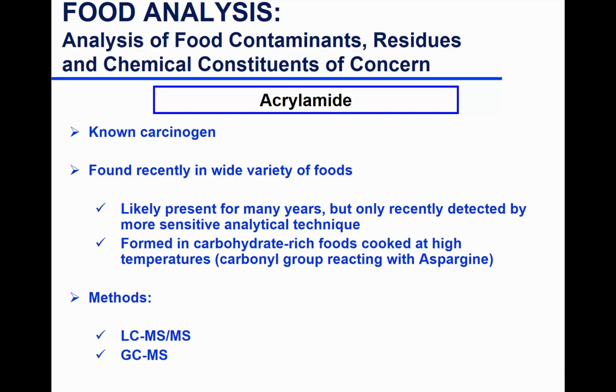So asparagine is the amino acid involved in the formation of acrylamide. So this is something to remember. Carbonyl group reacting with asparagine. Methods of detection, LC and GCMS.